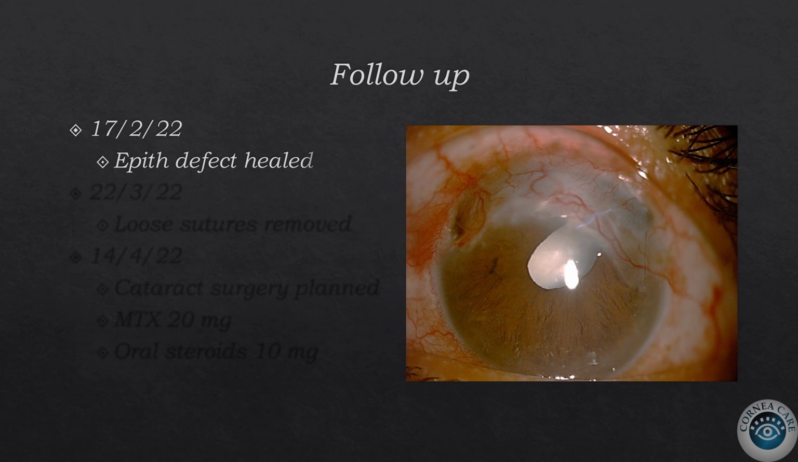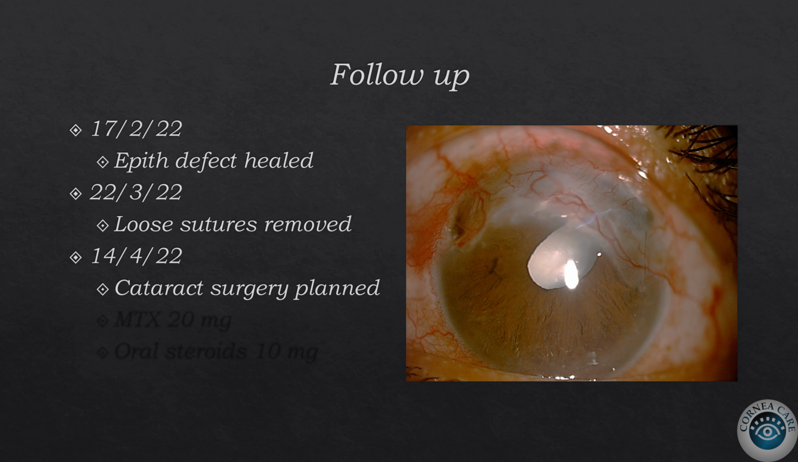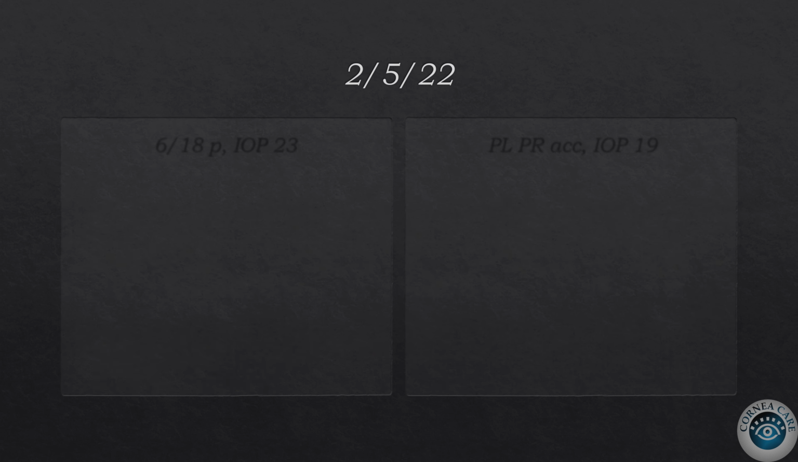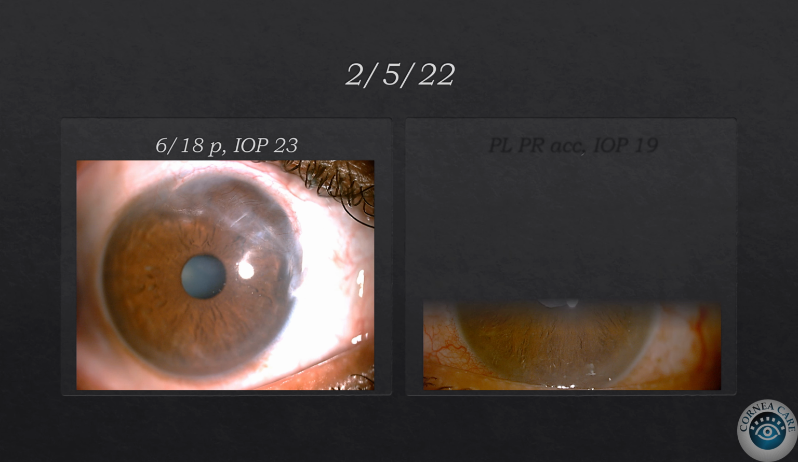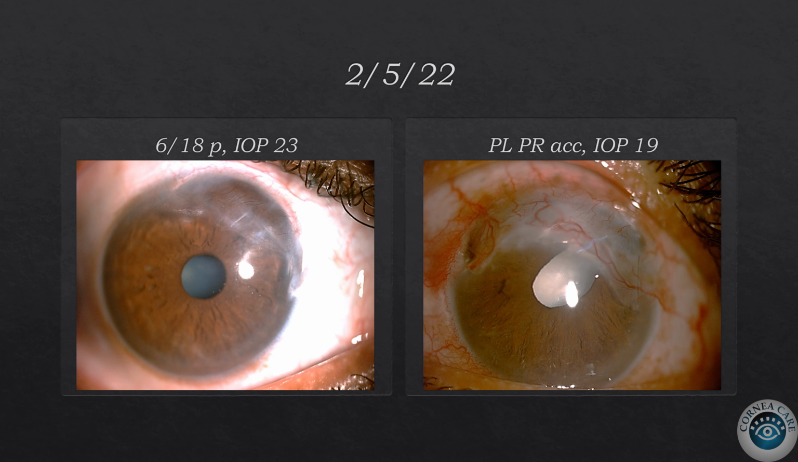The epithelial defect took 6 weeks to heal completely. Gradually sutures became loose and they were removed. In mid-April we planned cataract surgery. By this time his oral steroids were 10 mg. In view of extensive superior thinning, temporal clear corneal phaco was planned.